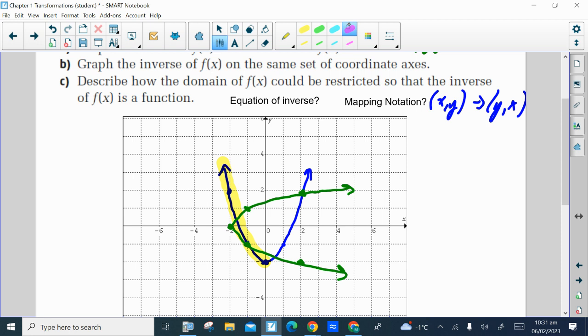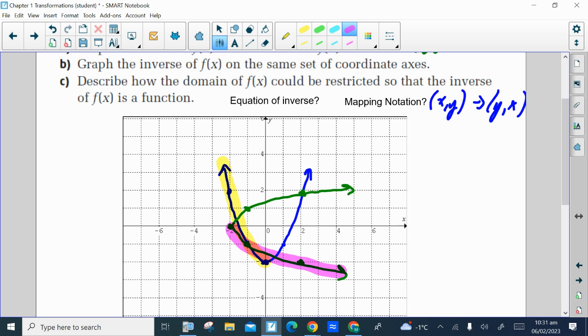So let me change the color of the highlighter. It would become only the bottom of the inverse. And by itself, the bottom without the top is a function. If you forget about the whole top part of the graph and only look at the bottom, by itself, it is a function. Once you add the top part, it's no longer a function.